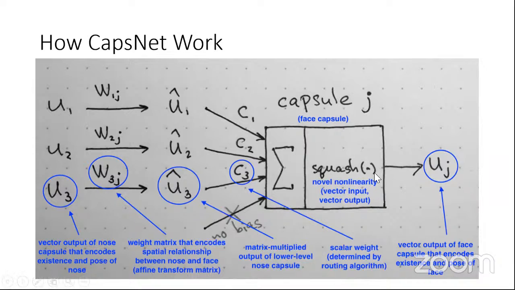And here we use the squash function. In the neural network, we use the activation function and the sum of weighted inputs. And this is our vector output of the face, and it encodes in the particular face where the nose exists. For example, in a face: where is the existence of the nose? Where is the existence of the eyes? Where is the existence of the mouth? So that is our UJ. So this is called our face capsule. This entire thing is called our face capsule.